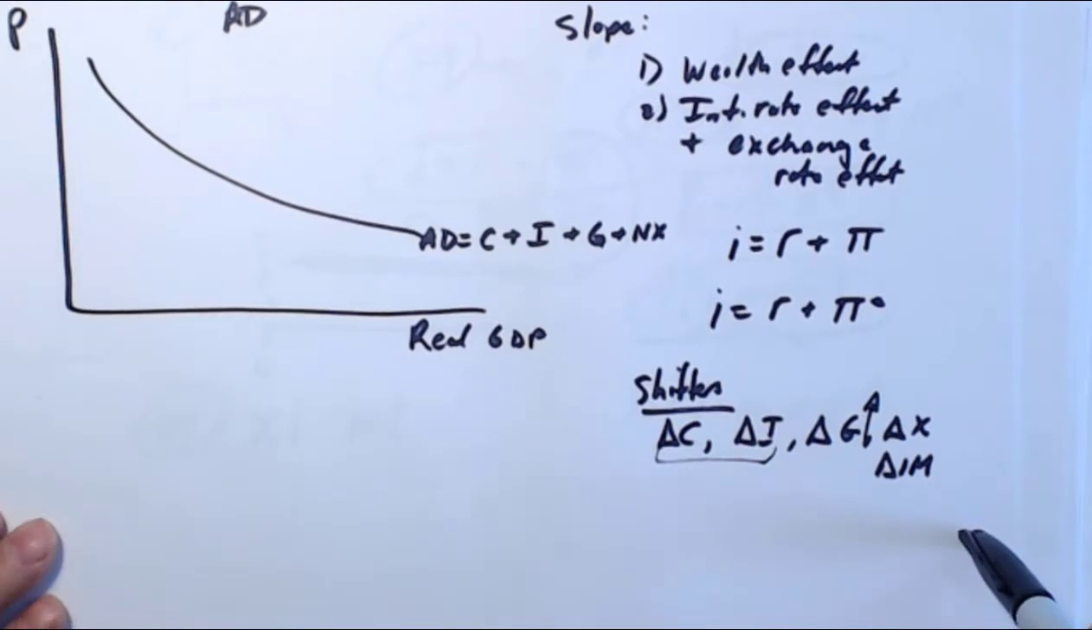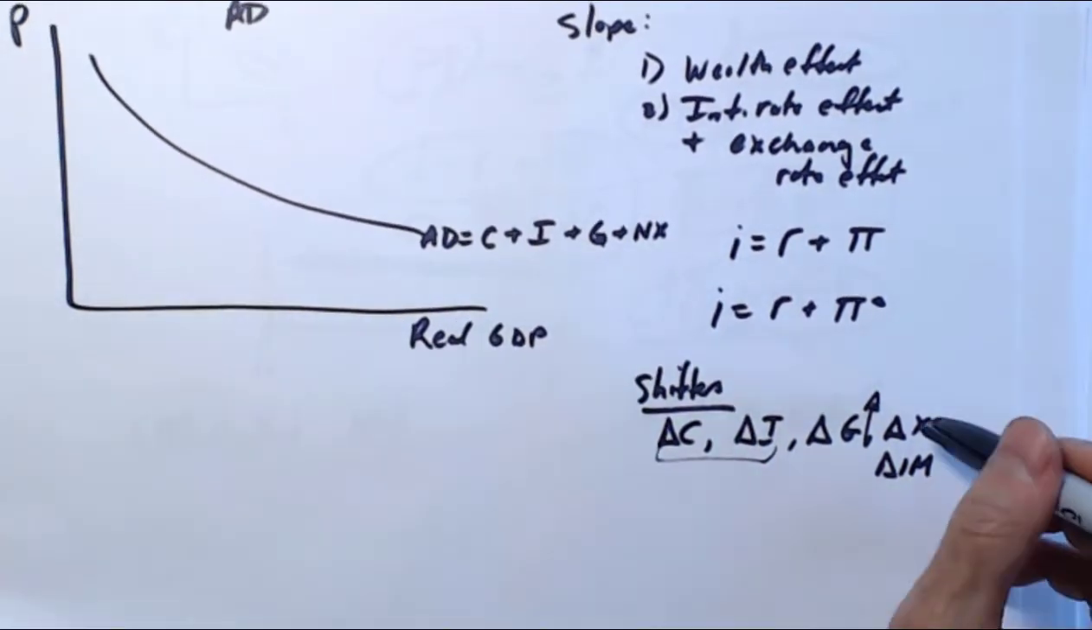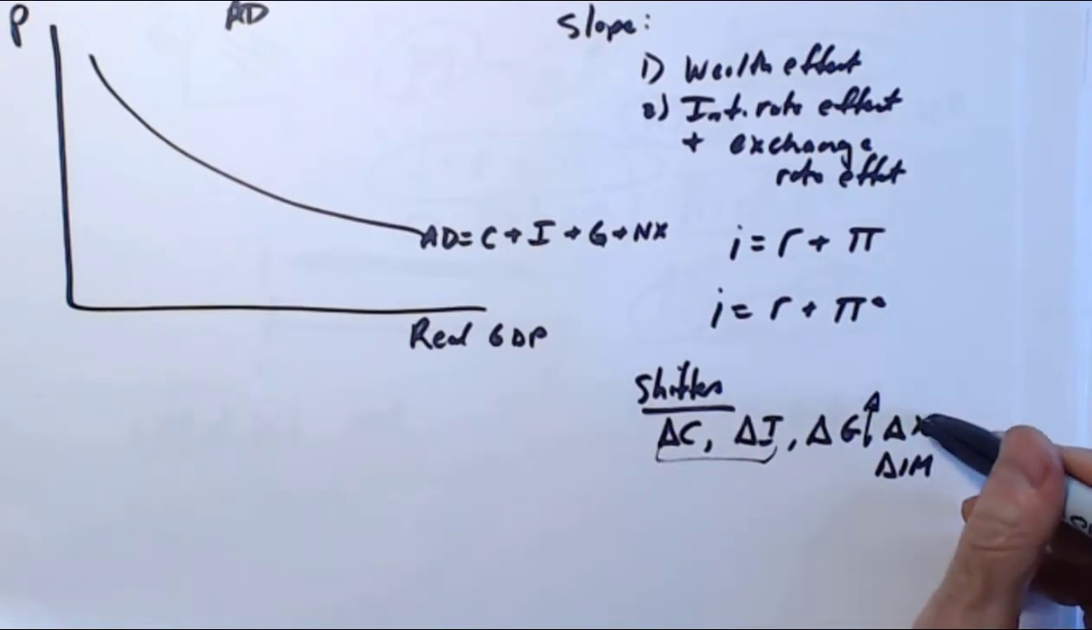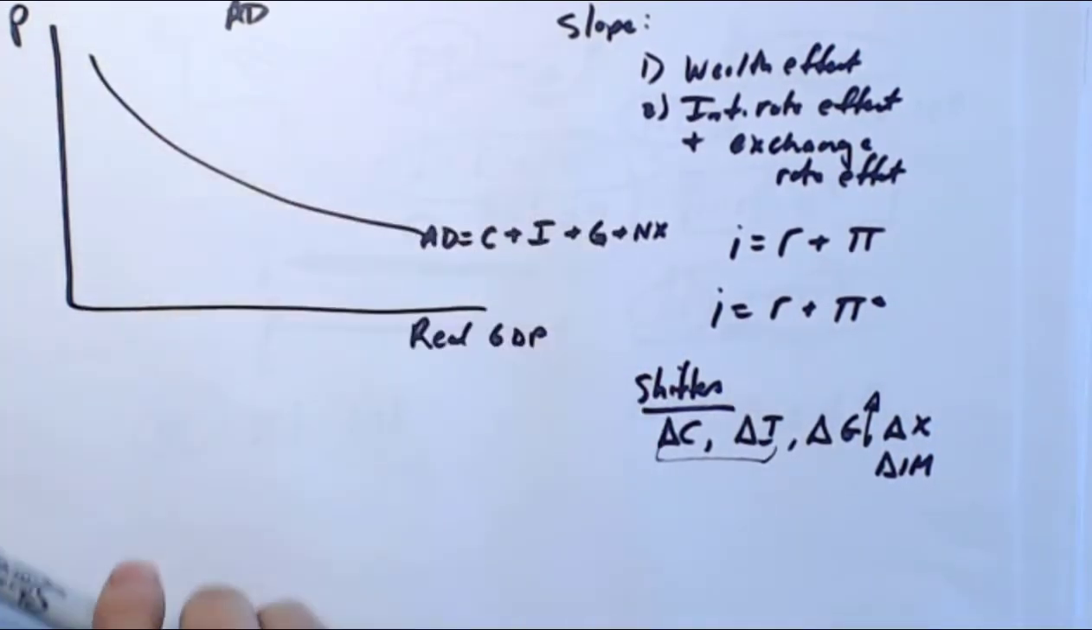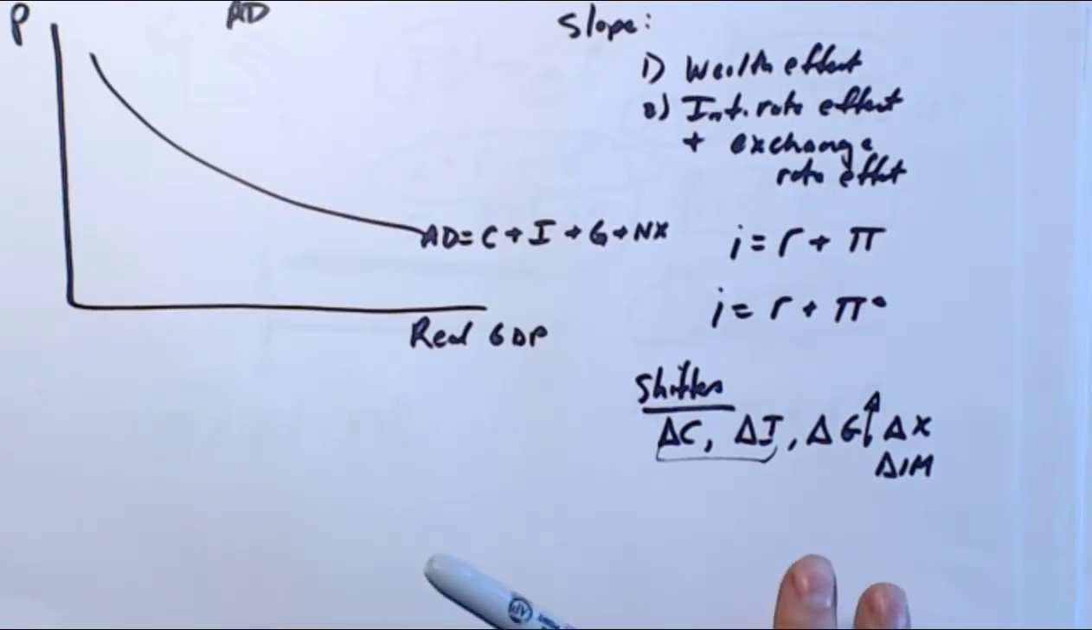Then if you have changes in attitudes by foreign consumers and even producers, you're going to have changes here that are going to cause shifts in your aggregate demand curve. Other countries could experience a boost in their price level relative to the U.S., and so that's going to have an effect on exports and imports because it's going to affect the value of the dollar relative to, for example, the euro.